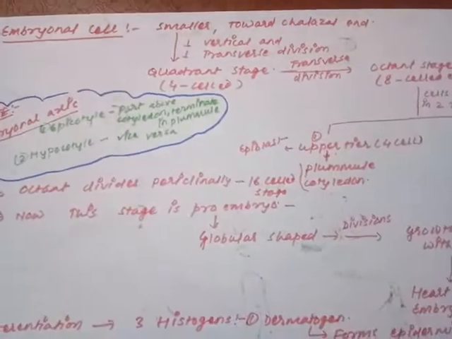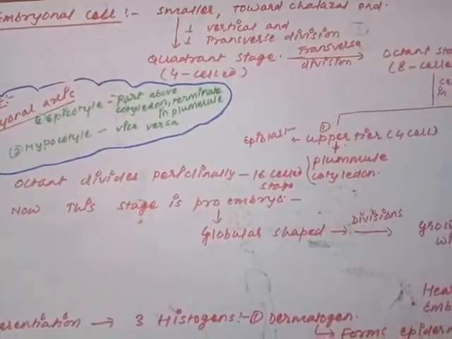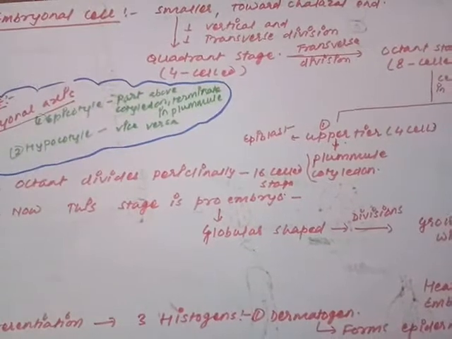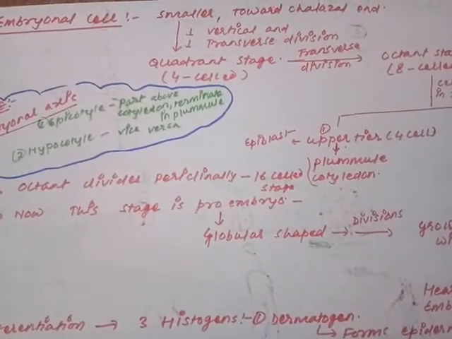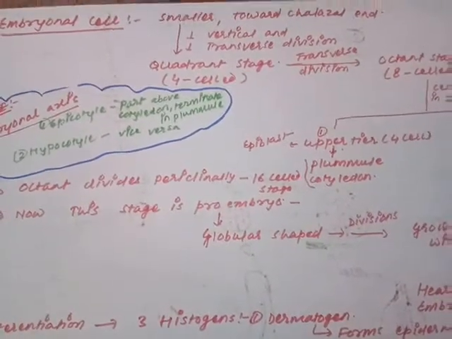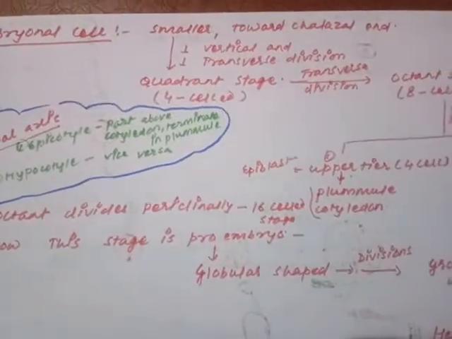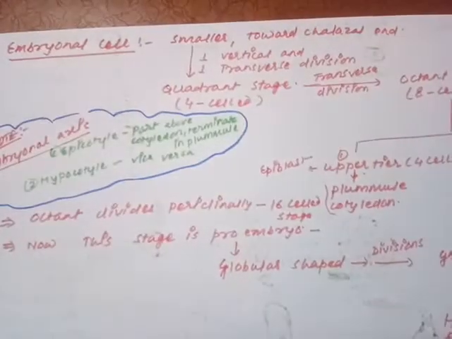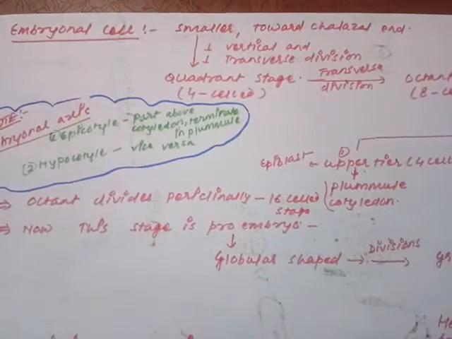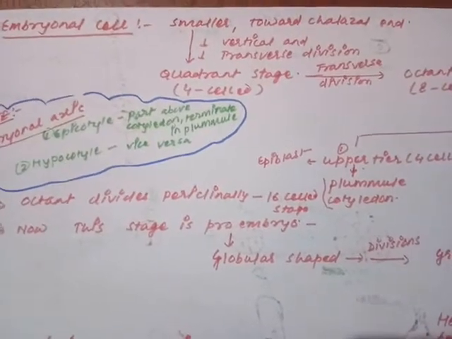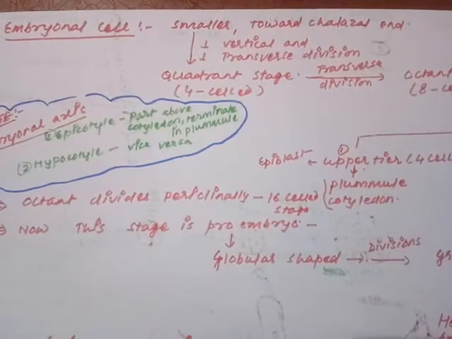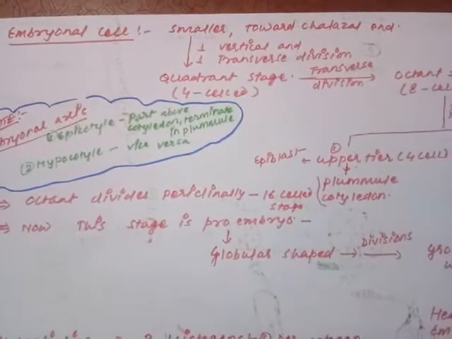What happens now? The embryonal cell will undergo division. The first division will be vertical or longitudinal, followed by a transverse division. The smaller cell, or the embryonal cell, or the terminal cell, or the apical cell will undergo division. The division will definitely be mitosis. No other division will be observed here.